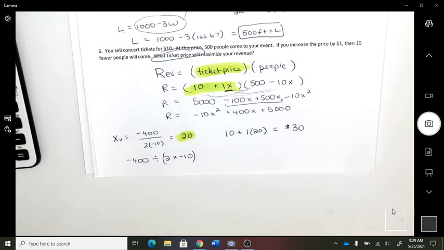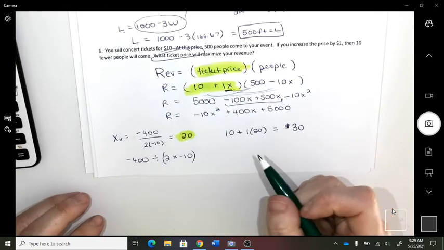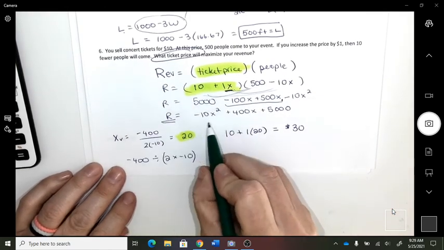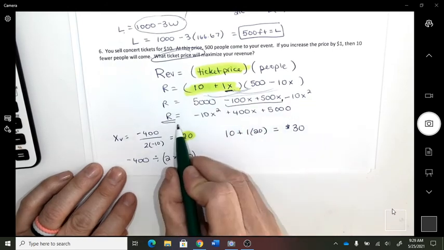And again, you have to be careful what I ask you. I asked for the price. If I asked for the revenue, you would plug it into this to get the revenue.